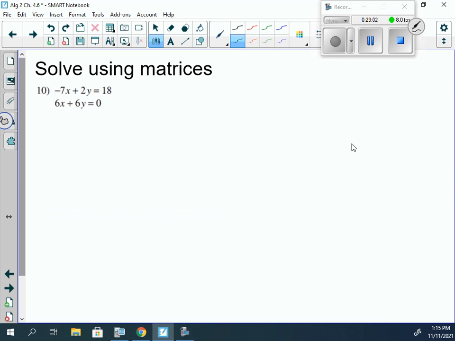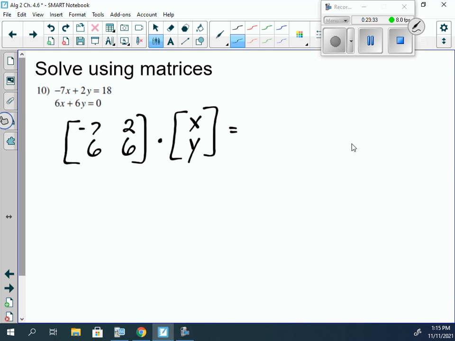So let's see how this actually looks. Using these matrices to solve the system of equations, we need to write it as an equation with matrices. Now, our first matrix that we're going to write is just going to be the coefficients. So in the first equation, we have -7 and 2. In the second equation, we have 6 and 6. Now, this here is going to be multiplied by the matrix x, y. And we're setting it equal to what each one of those equations is actually equal to.